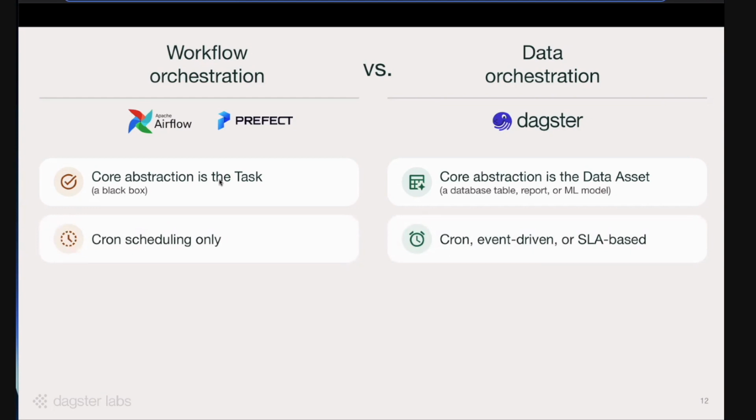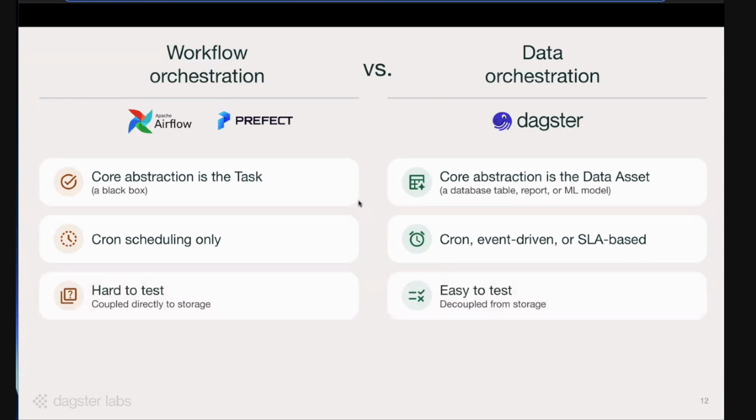There are a few different ways you can do that in Dagster. You can take a cron approach. We also have sensors, which allow you to follow more of an event-driven workflow. And then we also have an SLA-based approach that we refer to as the declarative scheduler. I'll touch on all three of those when we get to the live demo in just a moment.